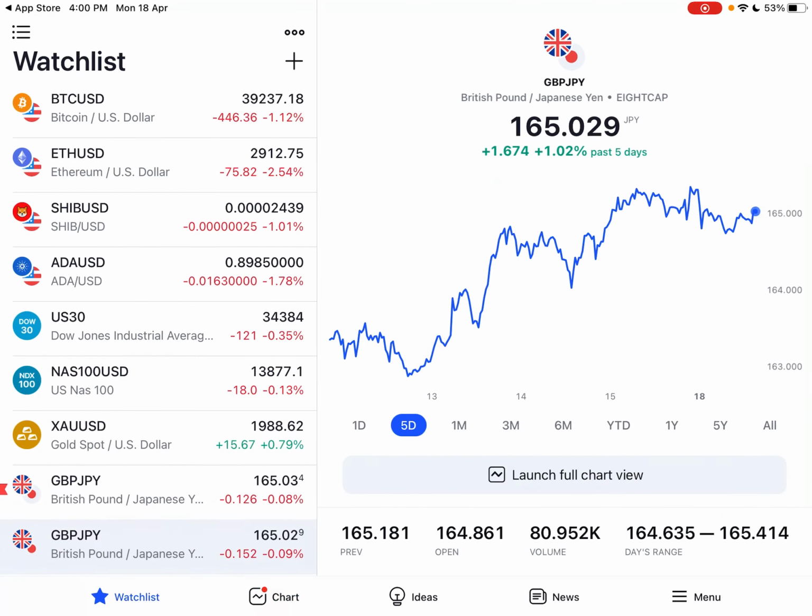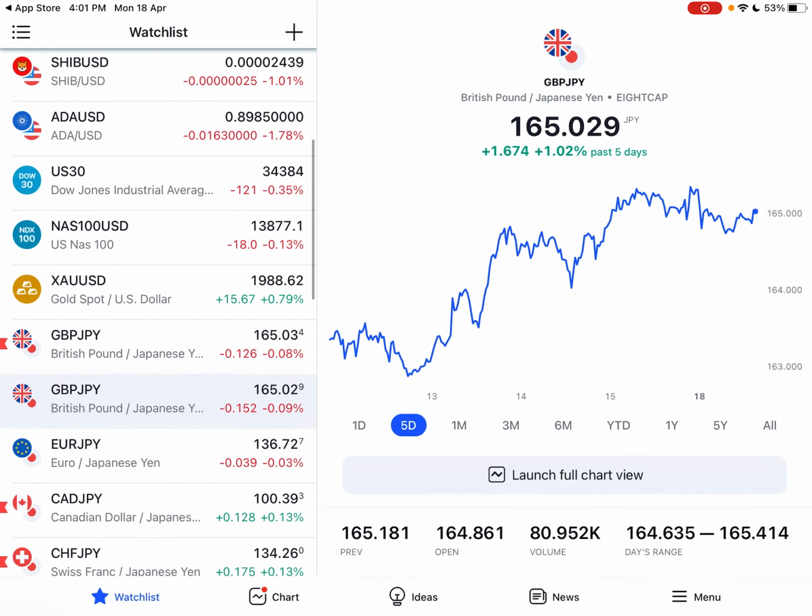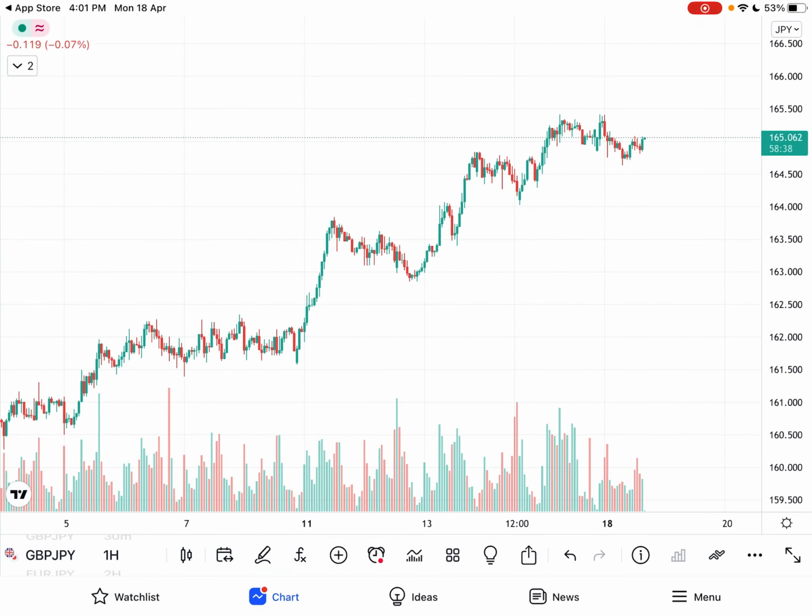When you come on your watch list, you can see all the assets you want to trade. If it's cryptocurrency, we have Bitcoin, Ethereum, Shiba, ADA. If it's indices, we have US 30, NAS 100, German 40. If it's gold, XAUUSD. If it's pounds, any currency you're interested in, put in your watch list. Now you open your chart and you have this.